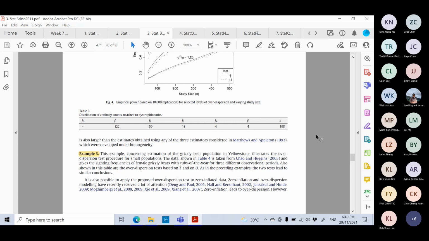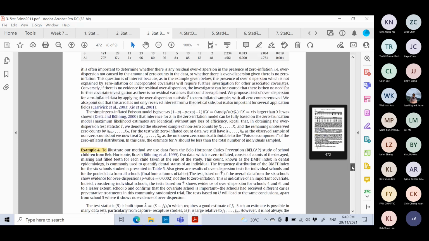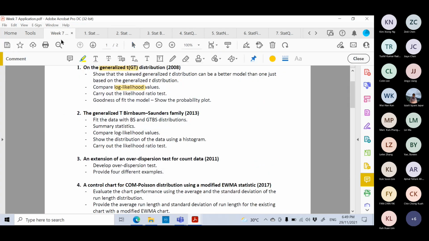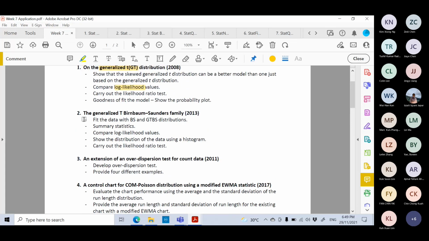Okay, so they just provide you the 4 different examples, the last one also here. Then they explain about the scenario. So this will be your third paper on the extension of the over dispersion test. In terms of the comparison with the first one and second one above, as you have observed, the application information they provide is not as much as here.